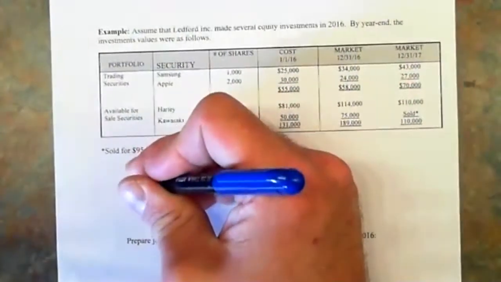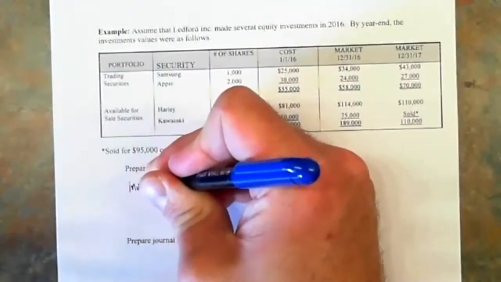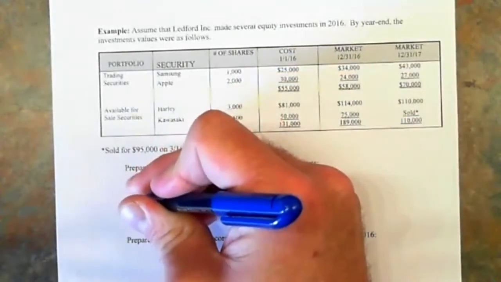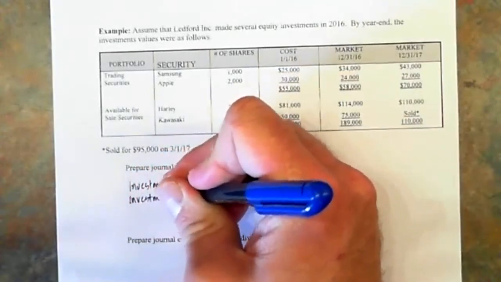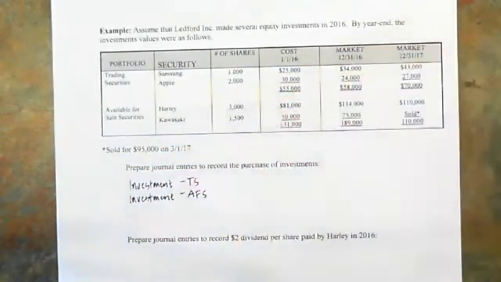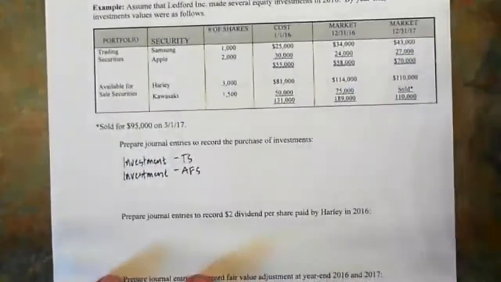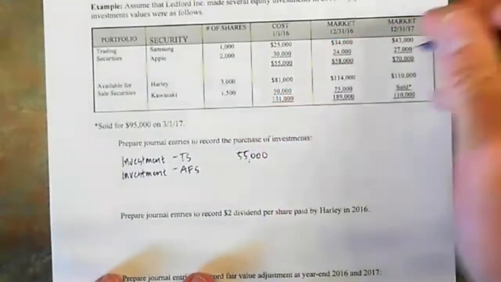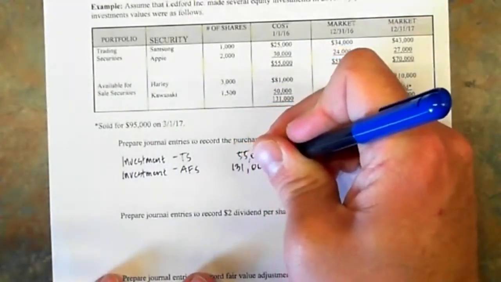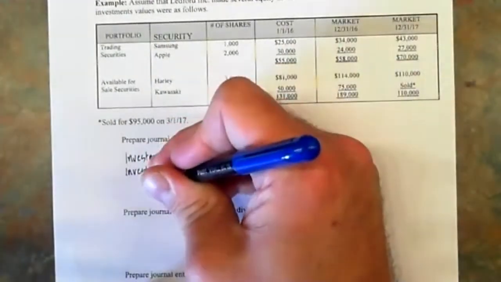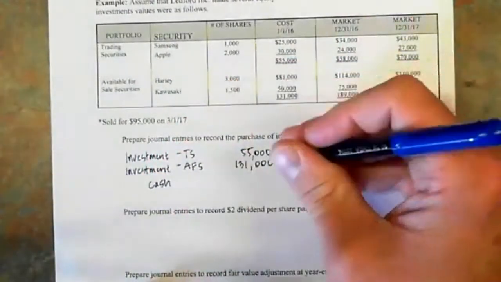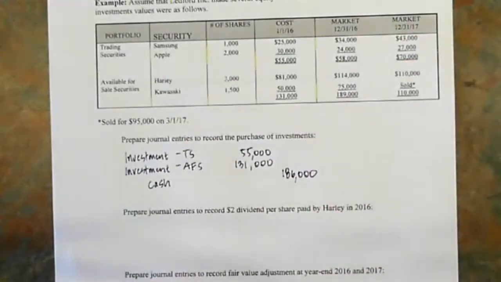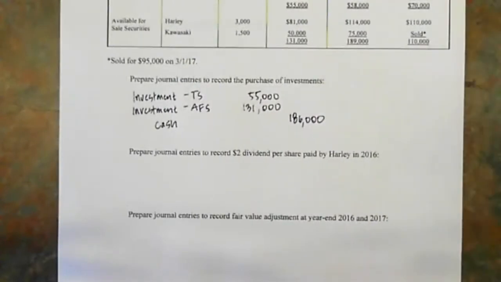So we would record investment in trading securities, investment... We don't even need two journal entries. You could do it in two journal entries if you wanted. $55,000 for the trading securities, $131,000 for the available for sale securities, and we would credit cash for that purchase, which would be $186,000. See, no present value, just straight cost, very straightforward.